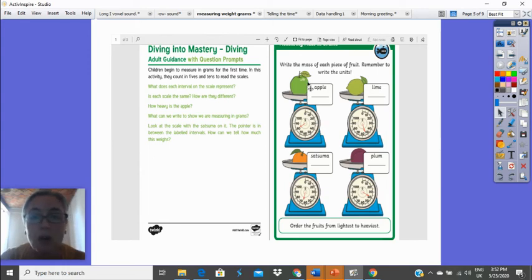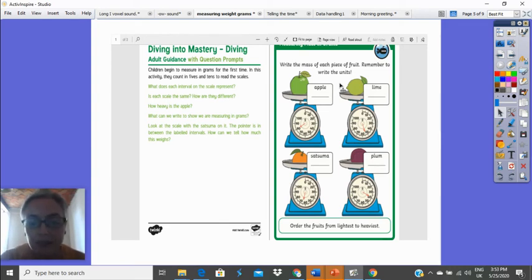So you have to write the mass of each piece of fruit. Remember to write the units. So you are going to use grams. The unit is what you measure it in. It's not going to be monkeys. It's not going to be bananas. It's not going to be cars. It's going to be grams. So put your G in there, okay, guys?